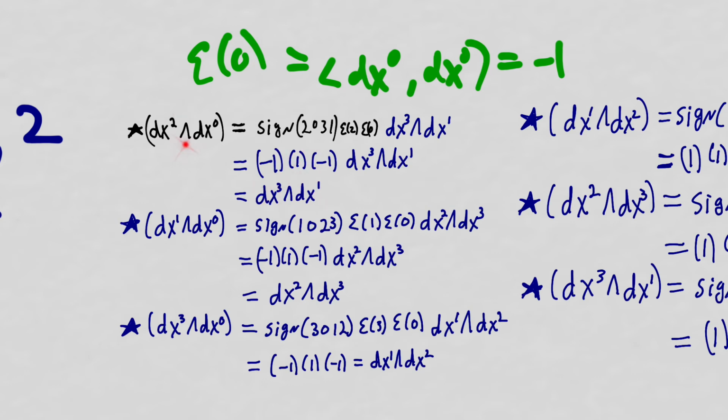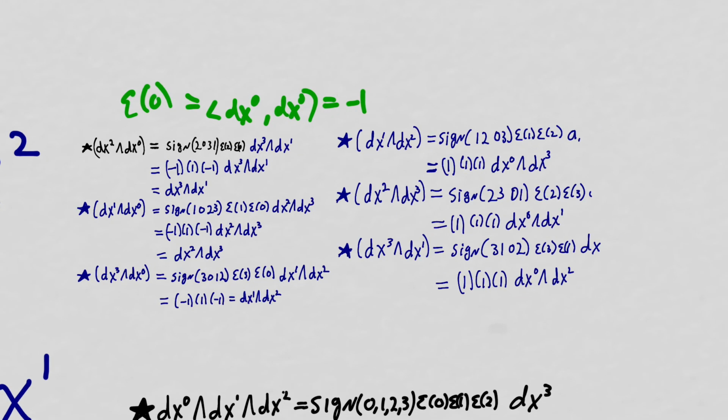So we have the Hodge dual of dx2 wedge dx0 is dx3 dx1. And this dx0 shows up for all of these Hodge duals of two-form basis vectors that include the time one form. But these Hodge duals do not.